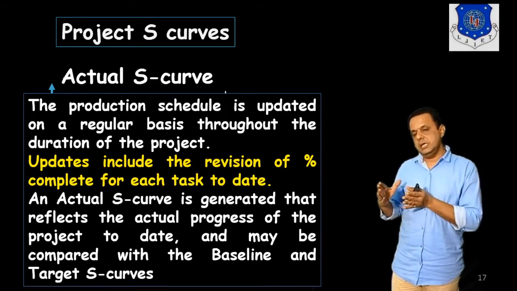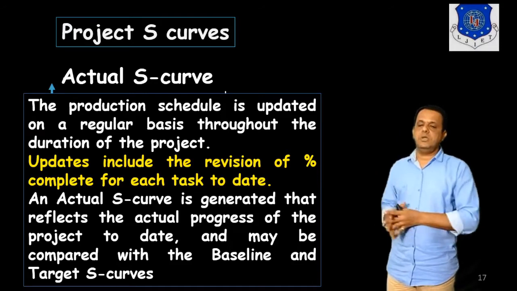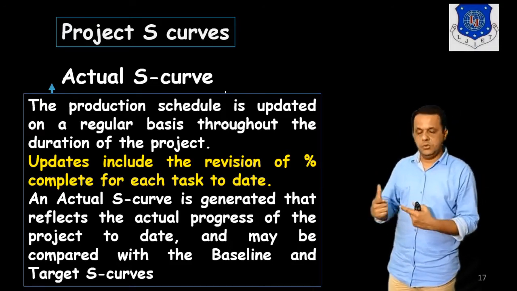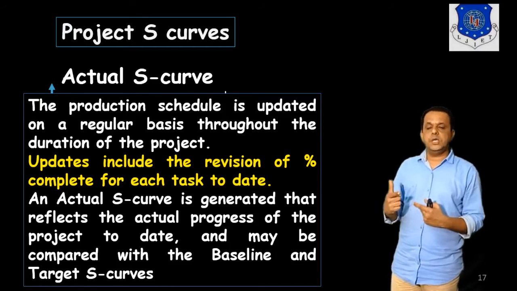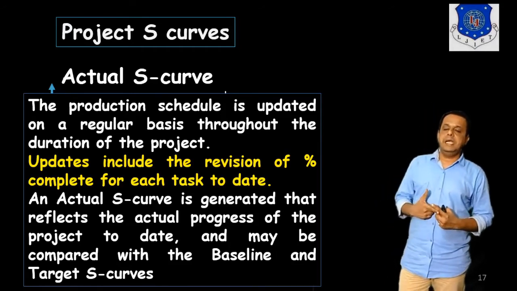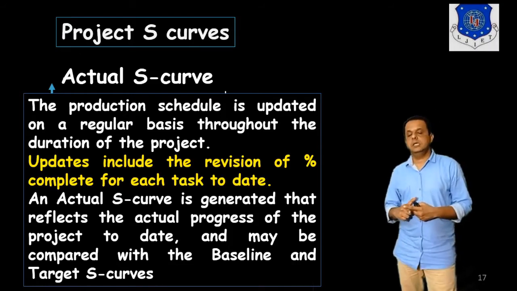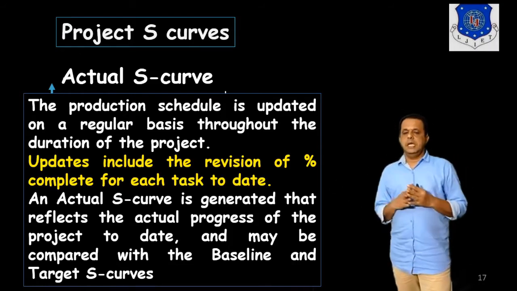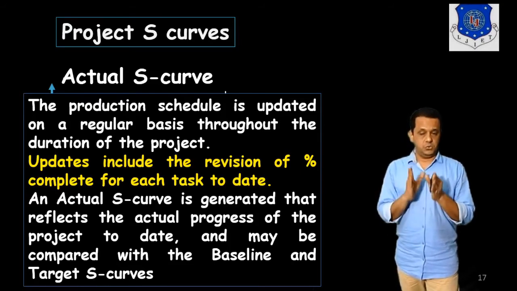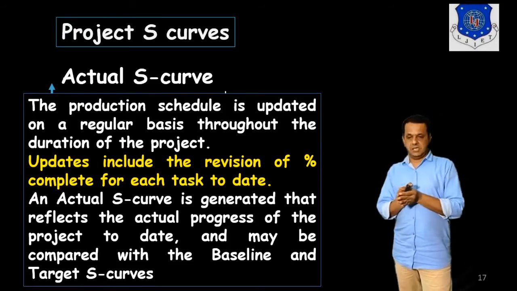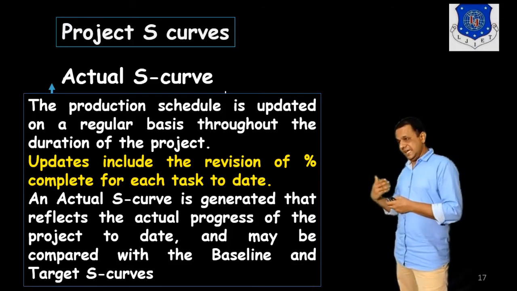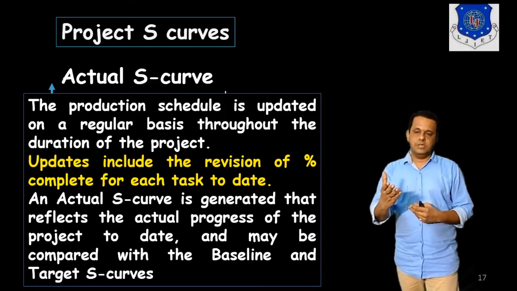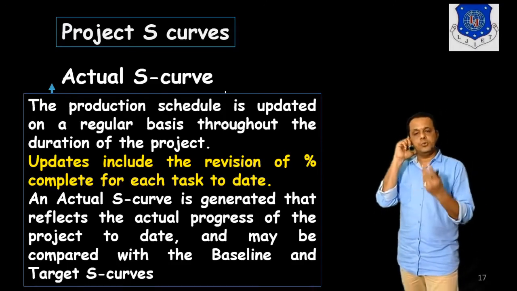We actually form this actual S-curve by updating the schedule, and any revision or rework will be included every time. It is generated this way, like the actual progress of the project up to the date, and you will be able to compare with the baseline and target S-curve, to see where you are lagging or what the learning is from this actual S-curve for one more repetition of the same project in future.